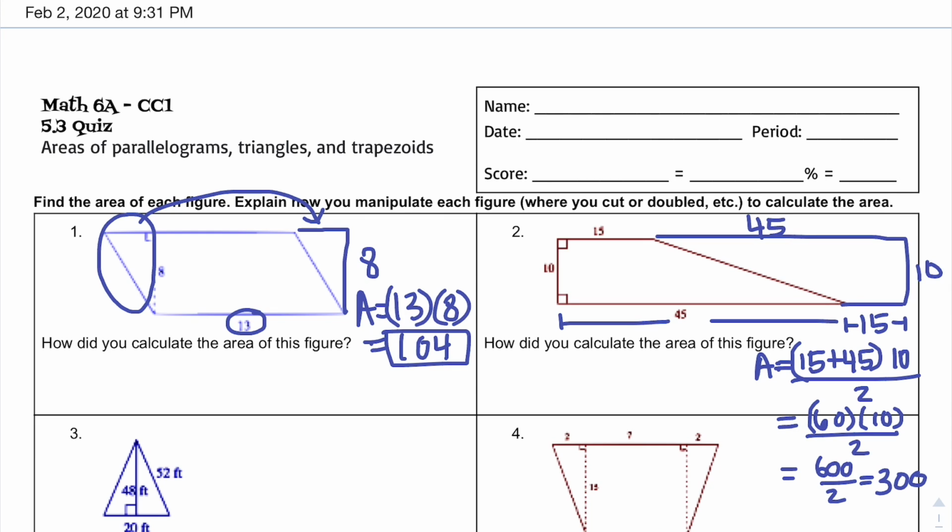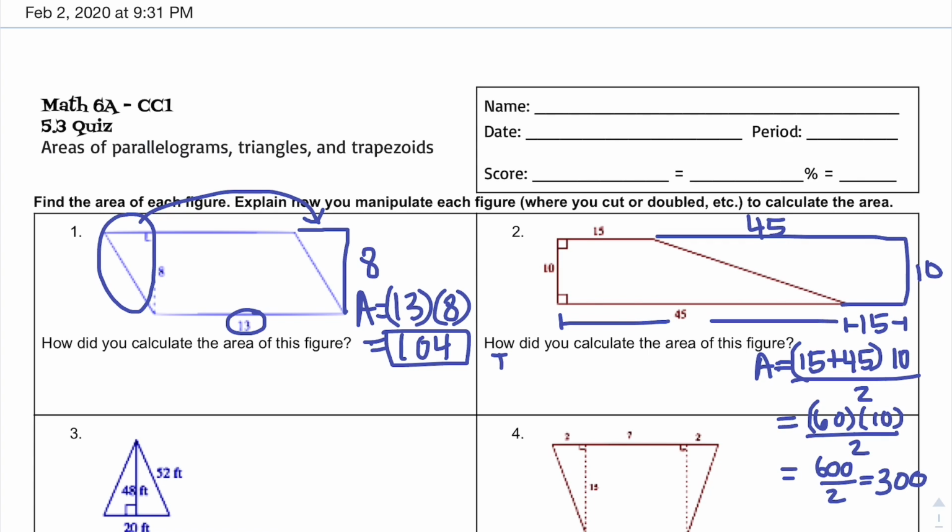How did you calculate the area of this figure? This is just one way. Many of you may have done it a little differently. I think some of you may have cut it into a triangle here and doubled just this part while calculating for this rectangle here. You could have done it that way too, but since I did it this way, I'm going to go ahead and explain it right here the way that I just did it.